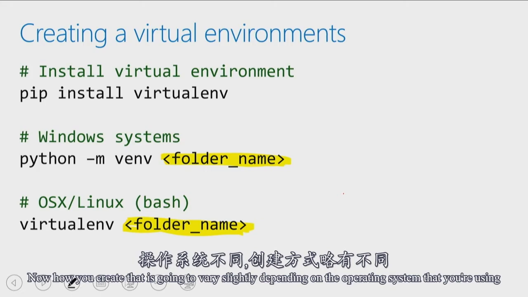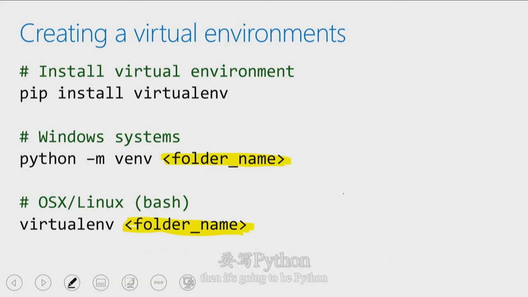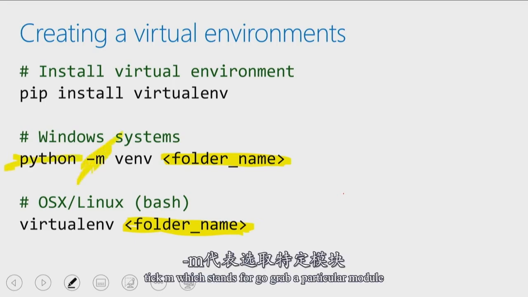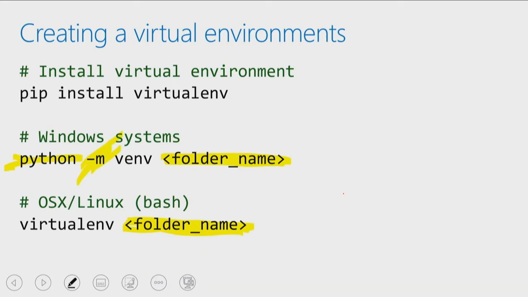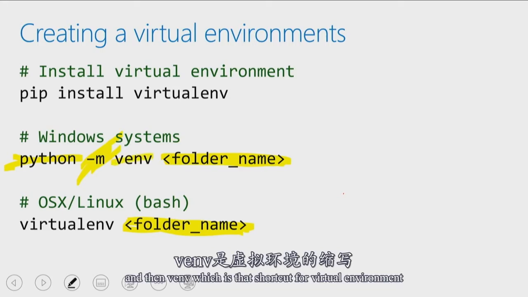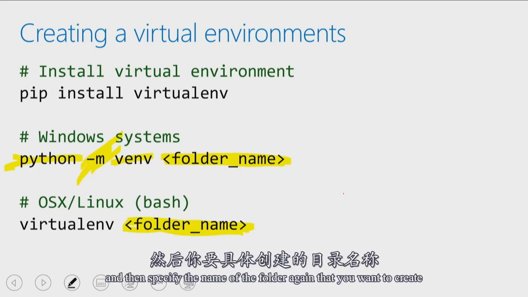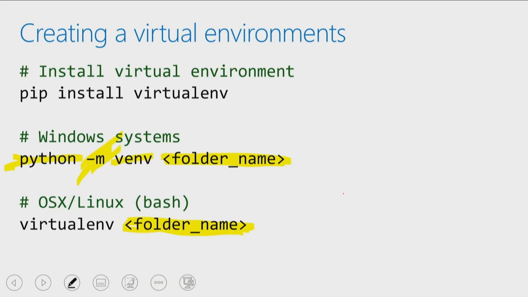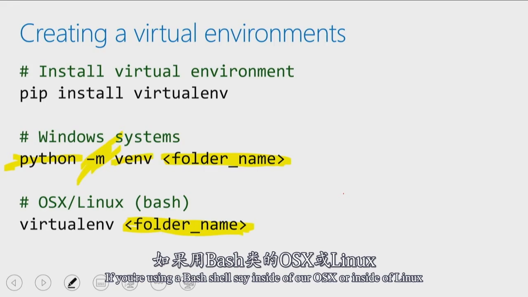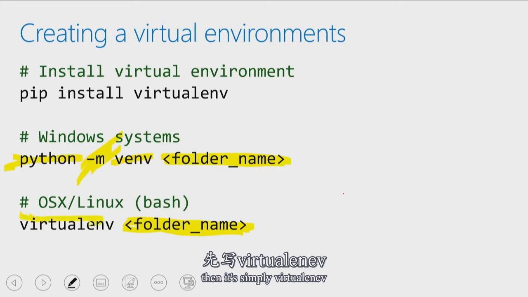Now, how you create that is going to vary slightly depending on the operating system that you're using. If you're using Windows, then it's going to be python, which we've already seen, -m, which stands for go grab a particular module, and then venv, which is that shortcut for virtual environment, and then specify the name of the folder again that you want to create. If you're using a bash shell, say inside of OS X or inside of Linux, then it's simply virtualenv and then the name of the folder. That's all that there is to it.